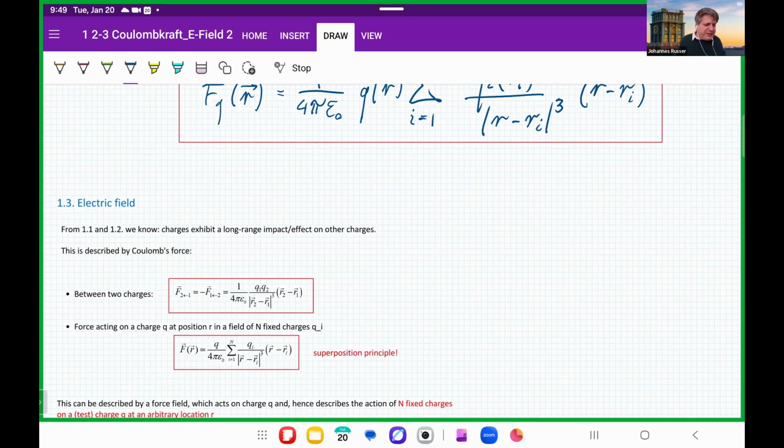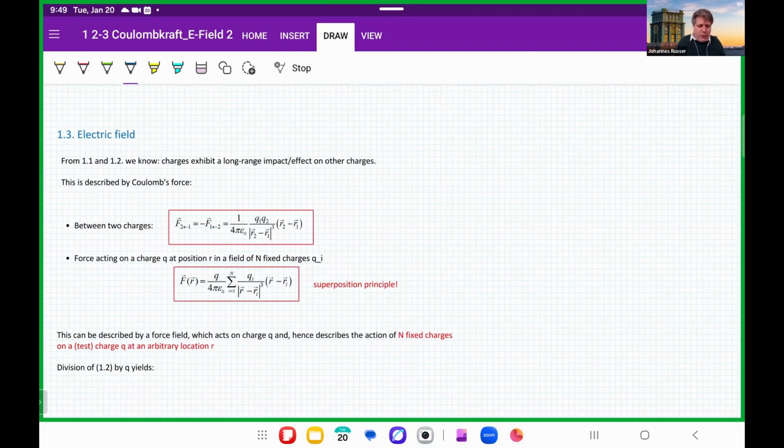And if you bring in the test charge, it will experience a force. And we can now make use of the concept of the electric field to get a bit of a level of abstraction into that. From equation 1.1, the Coulomb force, and 1.2, the one where we have a multitude of charges, we know that charges exhibit a long-range effect on each other. This is described by the Coulomb force.